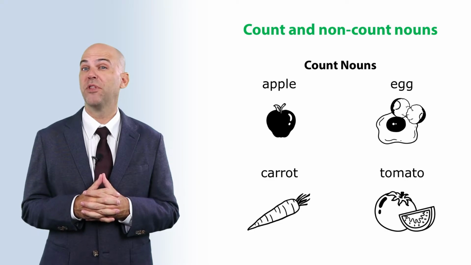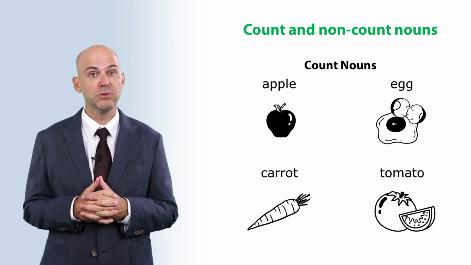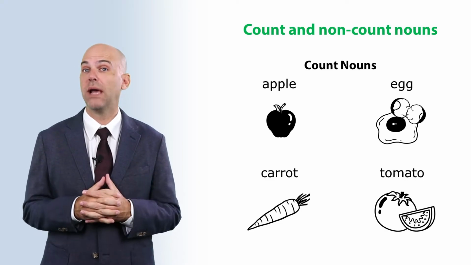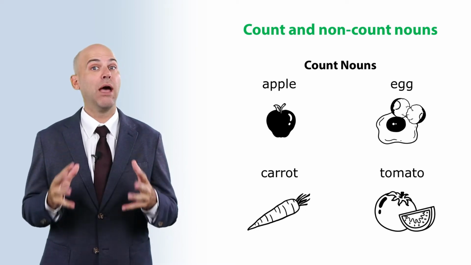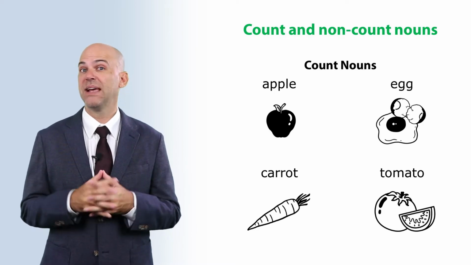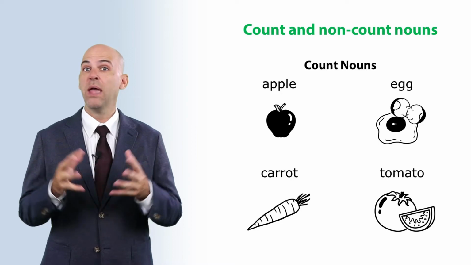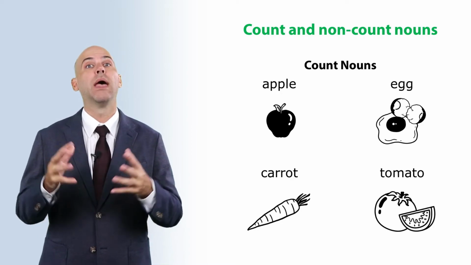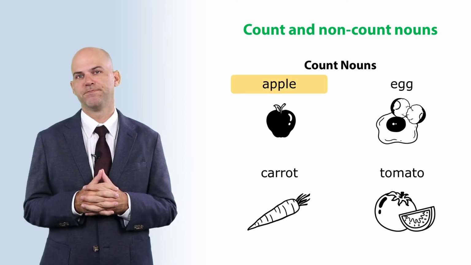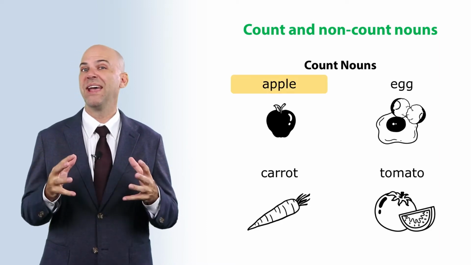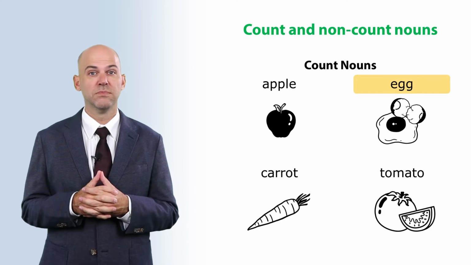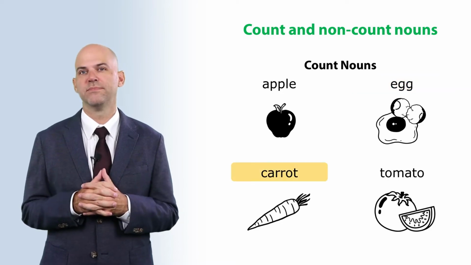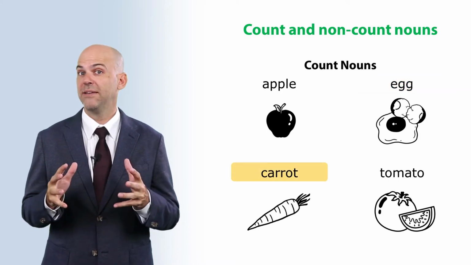Let's talk about the difference between count and non-count nouns. A count noun is a noun that can be counted. Here are some foods that can be counted. An apple, an egg, a carrot, a tomato.